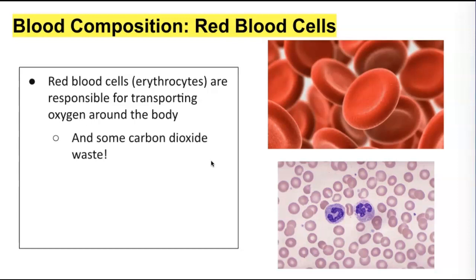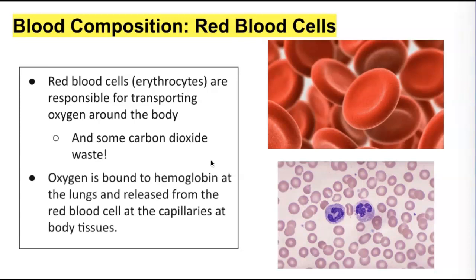Red blood cells also transport some carbon dioxide waste back to your lungs so you can breathe out that waste. Oxygen basically binds to the hemoglobin at the lungs, and it is released from the red blood cells at the capillaries at different body tissues. So your red blood cell will flow from your heart to your lungs, where your red blood cells will bind the oxygen in their hemoglobin, which is a part of the red blood cell. And then the oxygen is bound to the red blood cell.